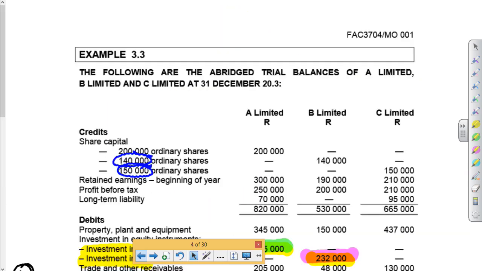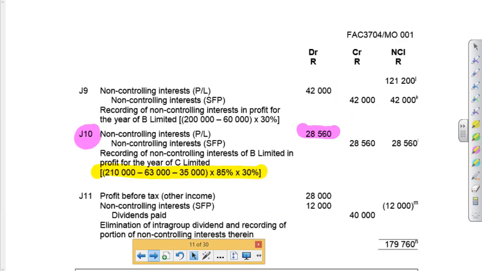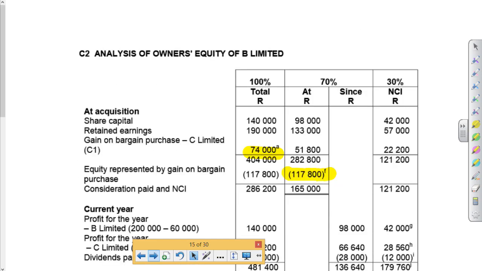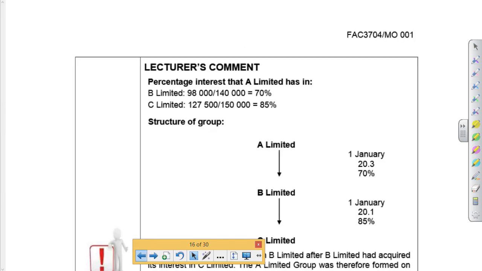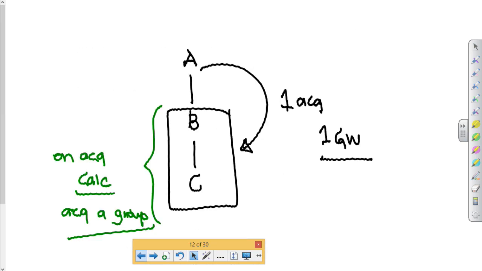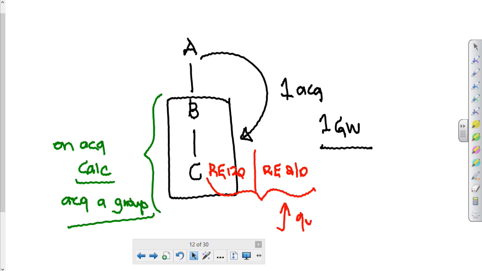Question. Okay. Retained earnings at beginning of year for C was 210. Okay. So if I just go forward. I've gone too far forward, have I? Yes. That was the picture that I wanted, this one here. Okay. C, when B acquired C, retained earnings was 120. But when A acquired the group, retained earnings was 210. So the retained earnings has increased by 90.